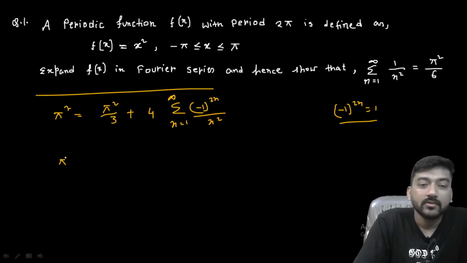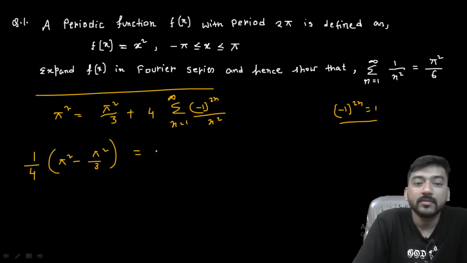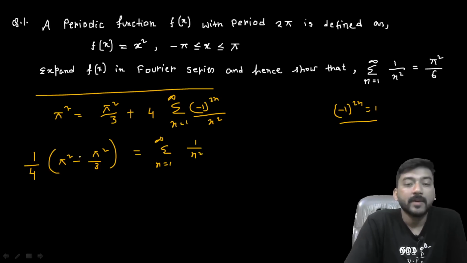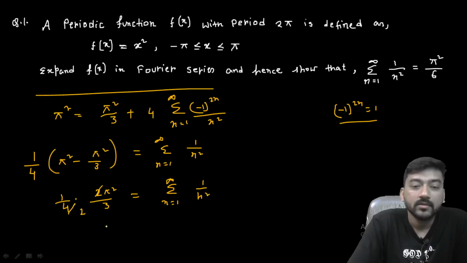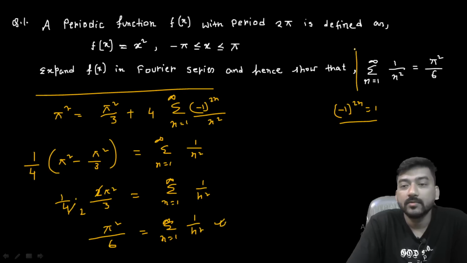So we can write it like this also: pi square minus pi square by 3, and taking this 4 to the other side, it will be 1 upon 4 times summation n equal to 1 to infinity of 1 upon n square. So you will get 3 pi square minus pi square over 3, that is 2 pi square by 3, so 1 upon 4 into 2 pi square by 3 equals summation n equal to 1 to infinity 1 upon n square. The 2 and 2 cancel out, so it will be pi square by 6. So we have pi square by 6 equal to summation n equal to 1 to infinity 1 upon n square.